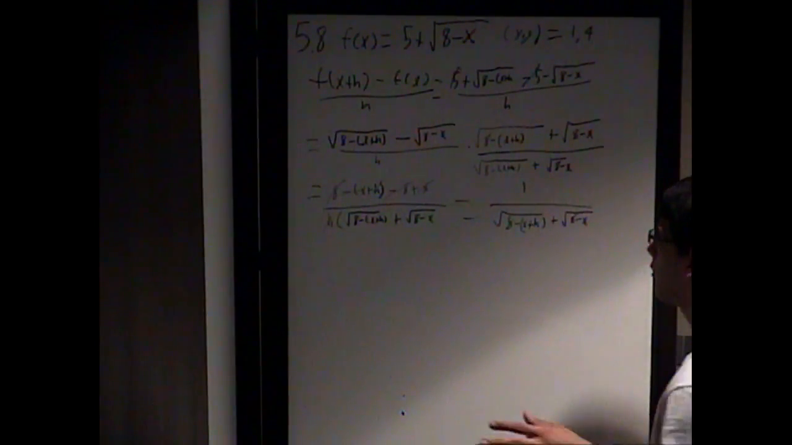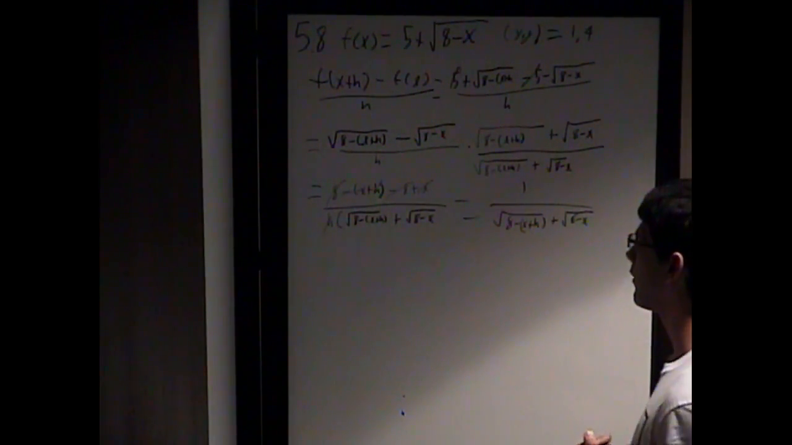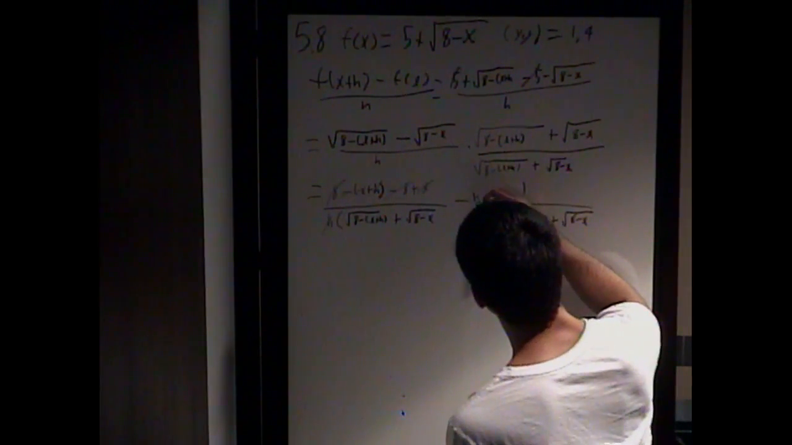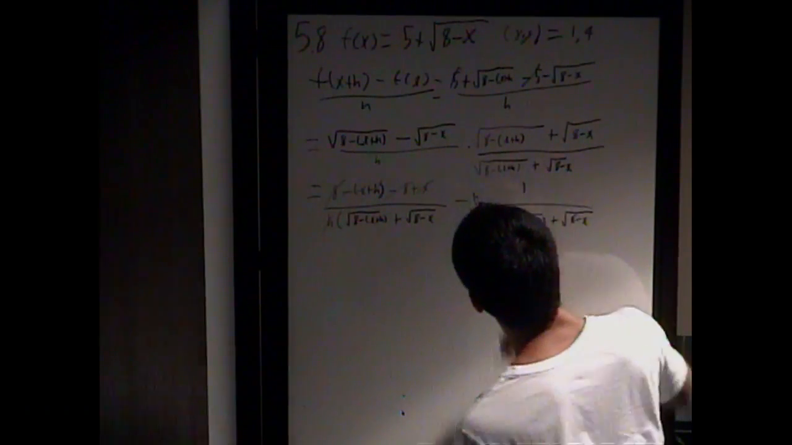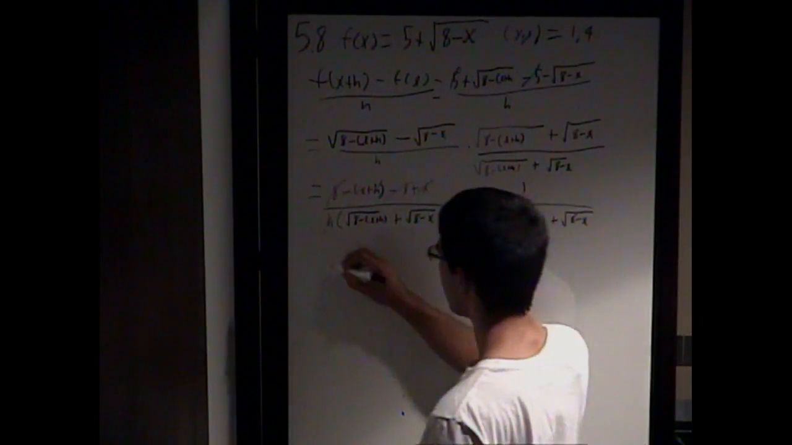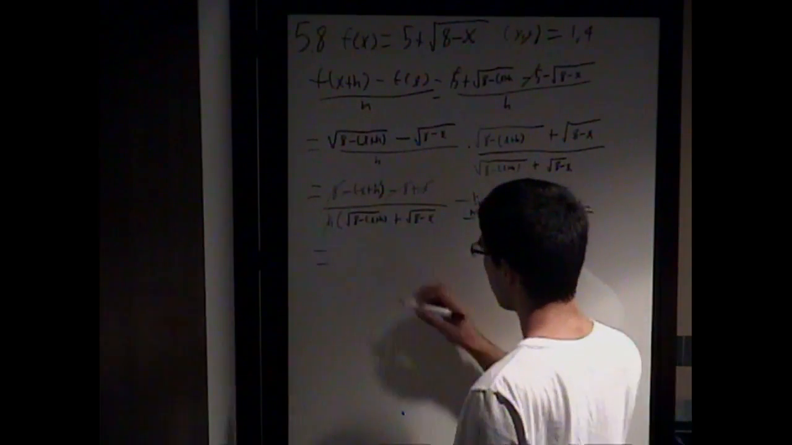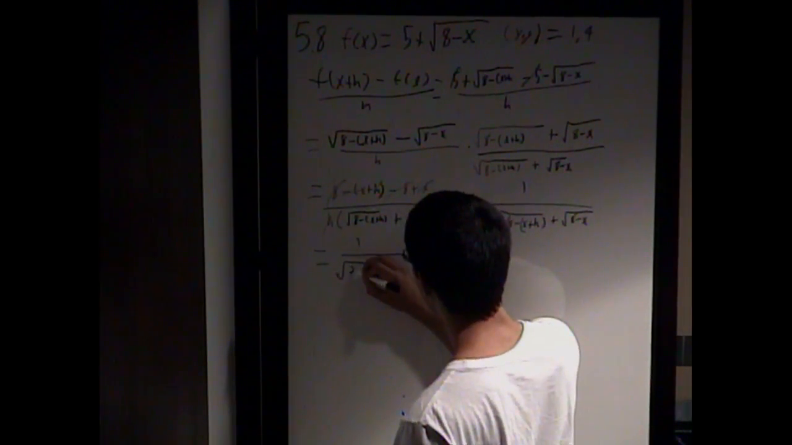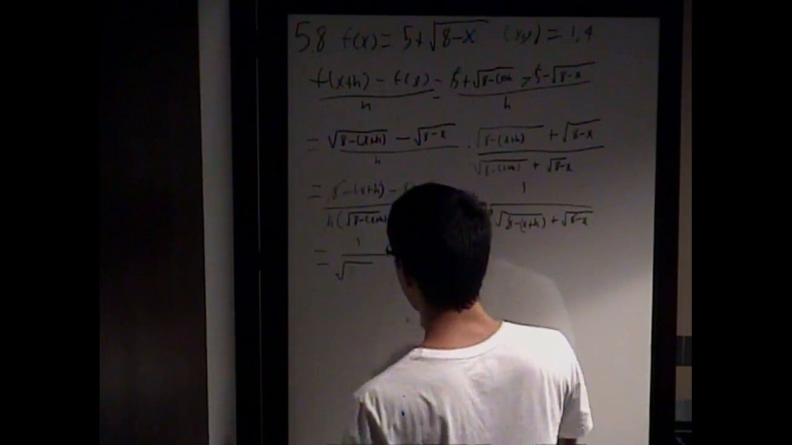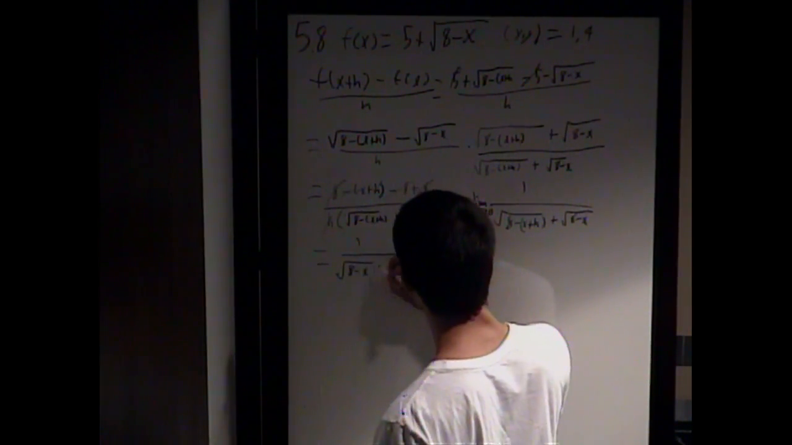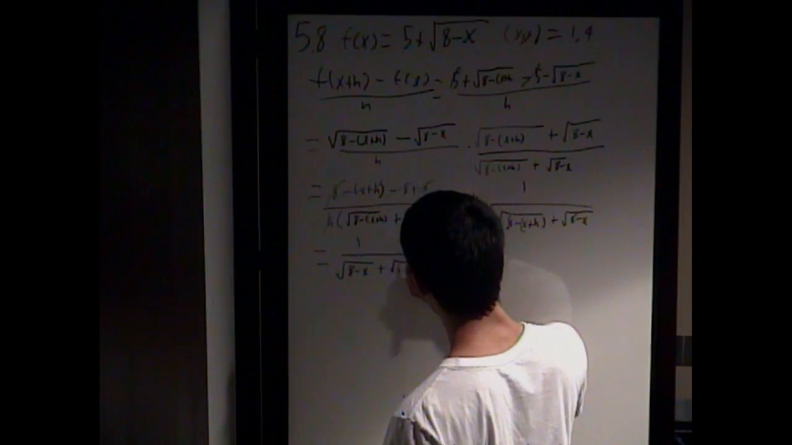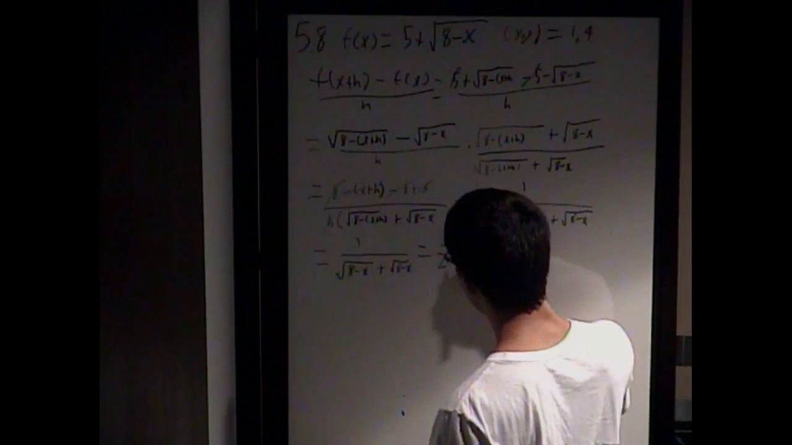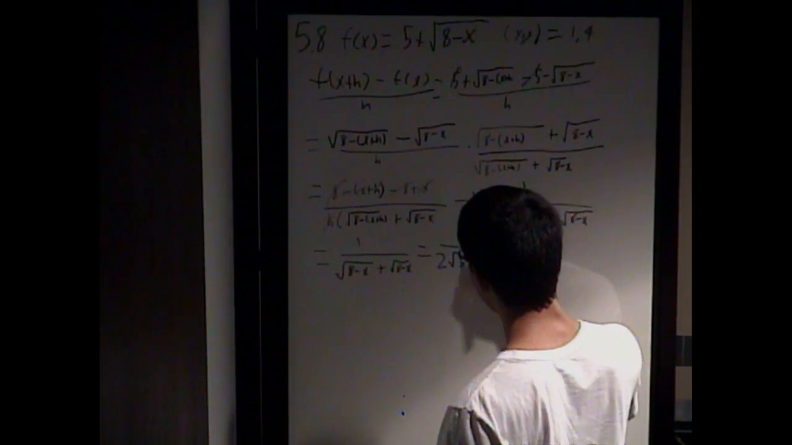Now see, in order to find the derivative, we need to do the limit. And the limit property is that the limit as h goes to 0. So what we're going to be doing is replacing h with 0. So what we're left with is basically just 1 over the square root of 8 minus x plus the square root of 8 minus x, which is simply 1 over 2 times the square root of 8 minus x.